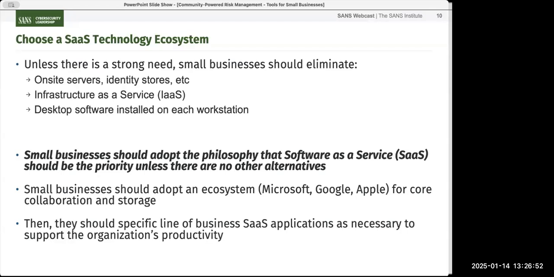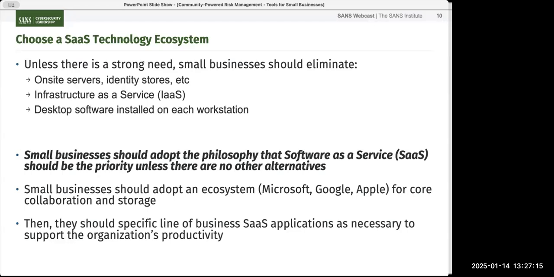Now, don't get me wrong. Maybe you're a specific manufacturing shop and you've got tooling and things that you use on-prem, CAD software, whatever it might be, that's unique and specific to you. Fine, use that stuff on-prem. But if you don't have those needs, which frankly a lot of small businesses don't, maybe that's something you want to reconsider. I would even argue that you want to consider adopting an ecosystem.